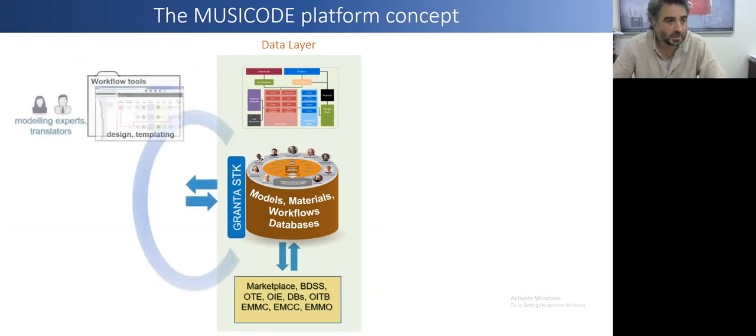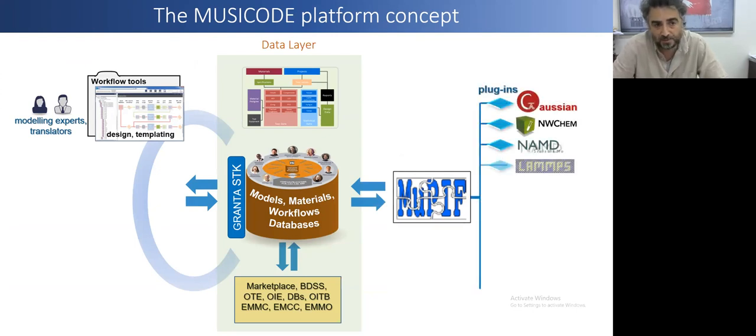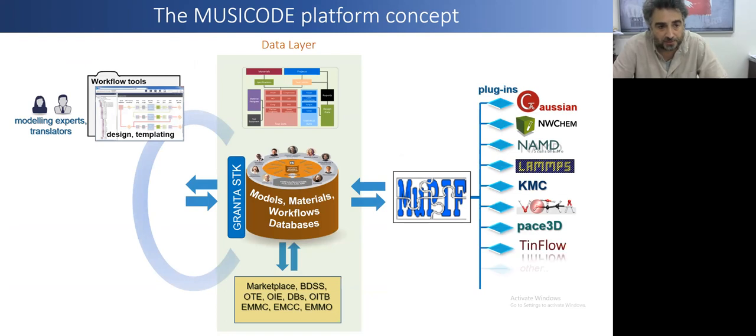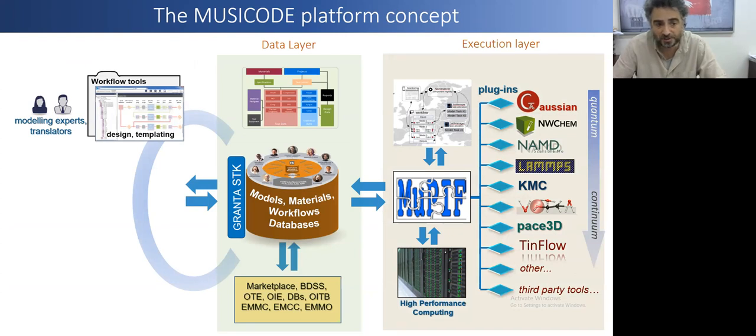Python tools switch you to the user layer where you can design workflows, template them, etc. This is for the expert user. Once you have data and workflows, you can go to the multi-physics integration framework where different models from quantum to continuum can run. And MUPIF can actually facilitate their execution to different high-performance computing centers across different countries and different places in Europe.